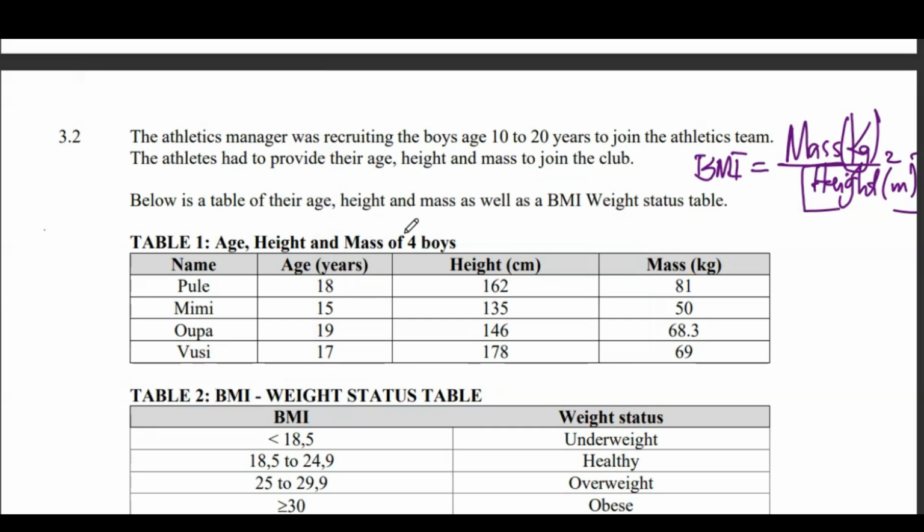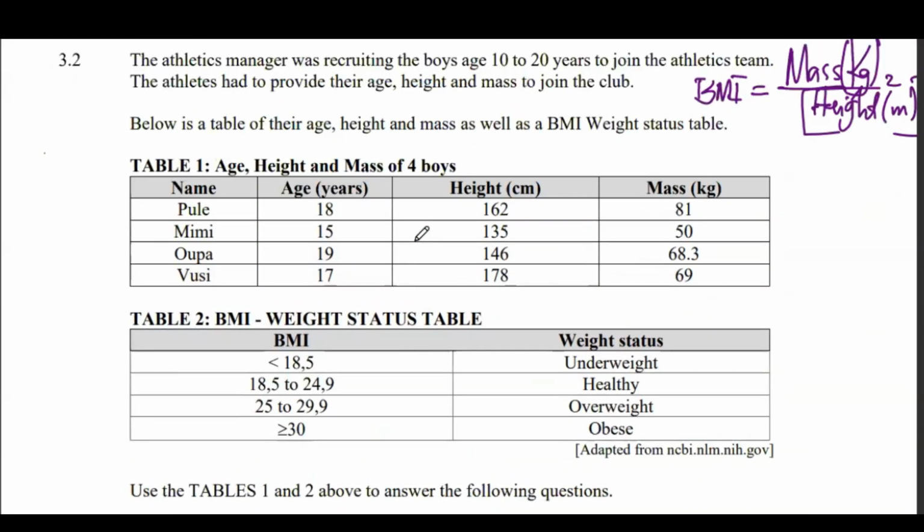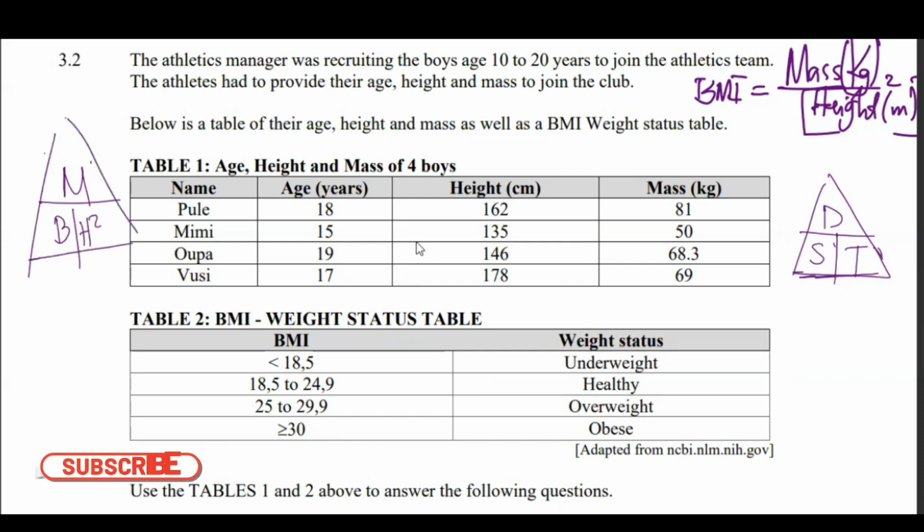Squared. Another thing I would like students to learn, the same way you learned DSTV, I'm talking of this triangle here, the one that we use for maps and distance. The same way you can also make sure that you remember BMI. That's how we shall get the formula. So if you need BMI, you take mass divided by height squared.